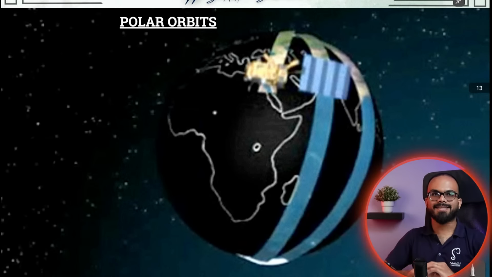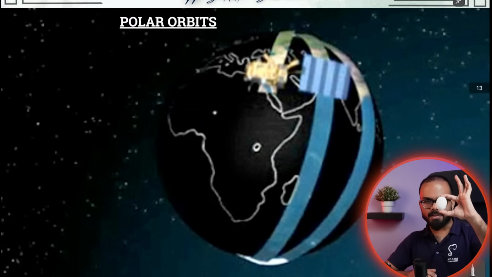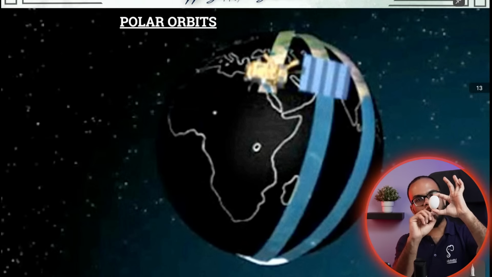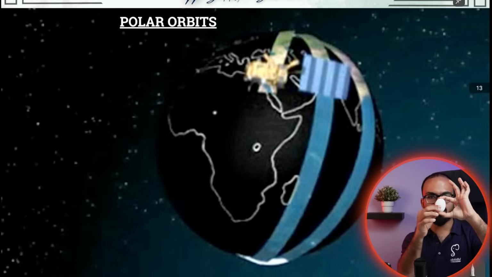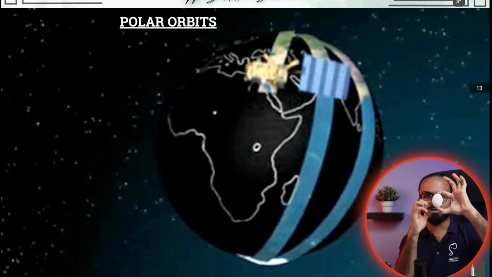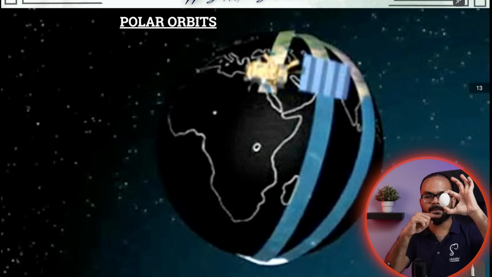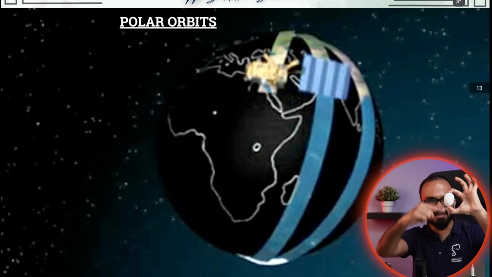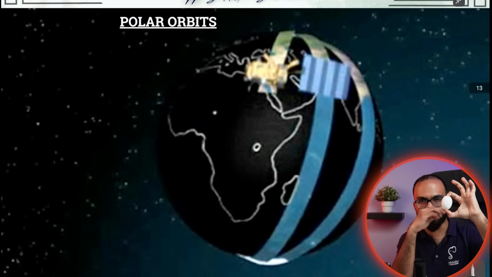Now, the next type of orbit that I'm going to talk to you about is the polar orbit. See, this is Earth, as I was telling you. If the satellite is rotating from pole to pole, this is the North Pole, this is the South Pole. The space around the Earth's surface where the satellite is rotating from pole to pole. It starts from the North Pole, it comes to the South, North, South, again. It is rotating in this manner. These kinds of orbits are called polar orbits.